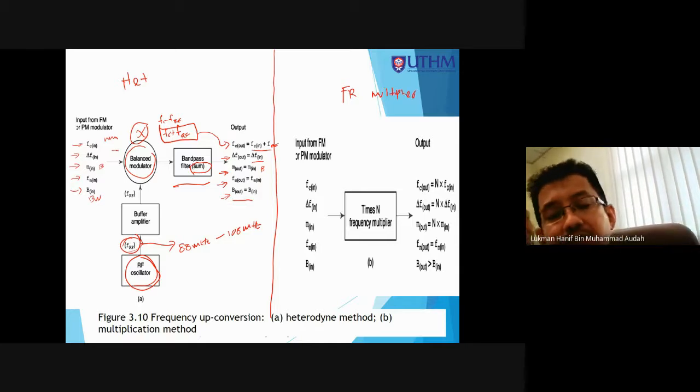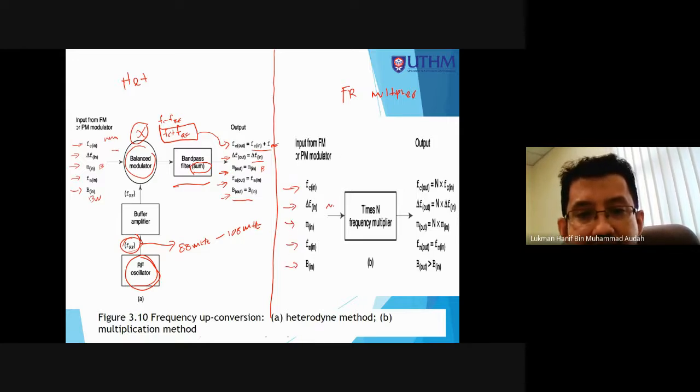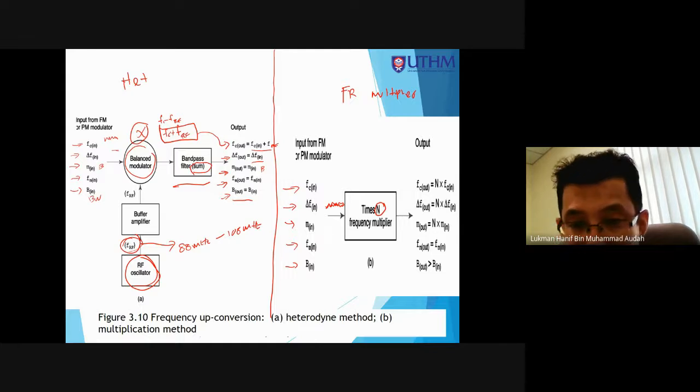Kaedah yang kedua. Okay. So kalau you lihat di sini, kita gambarkan tadi ada beberapa parameter input. Di sini of course adalah signal FM angle modulation signal, sama ada FM ataupun PM, dan ada beberapa input parameter penting. Dan multiplier ini mempunyai gandaan sebanyak N. Okay. So what happened to the output? The output want to see all of these parameters. So what are the changes that happen to the input parameter?